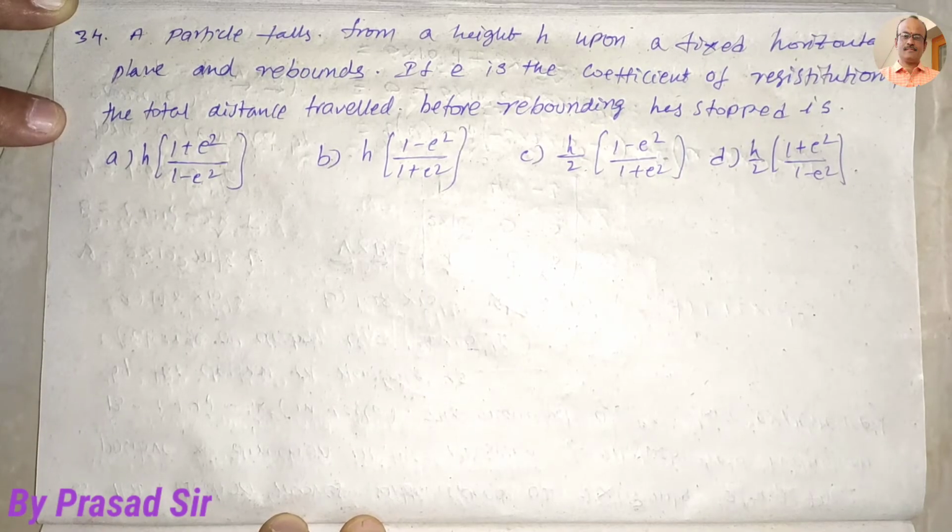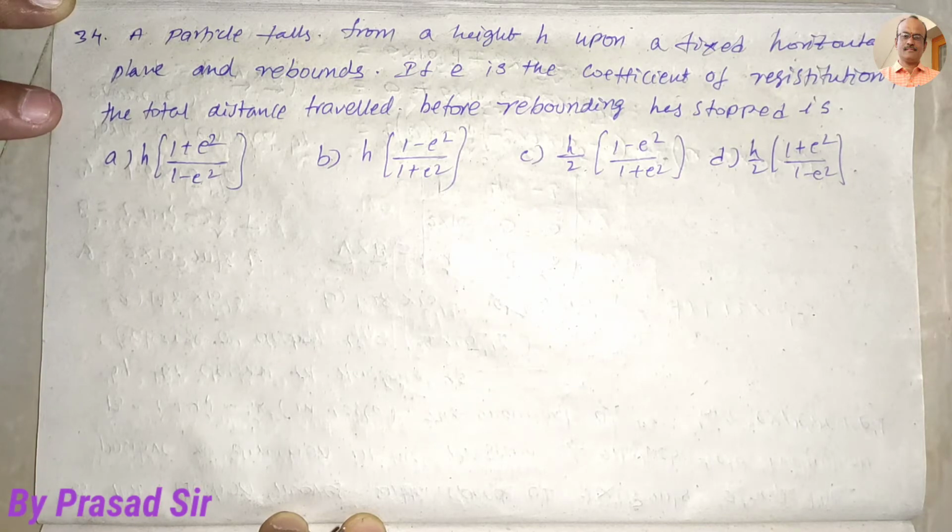Now the question number 34. A particle falls from a height h upon a fixed horizontal plane and rebounds. If e is the coefficient of restitution, the total distance travelled before rebounding has stopped.